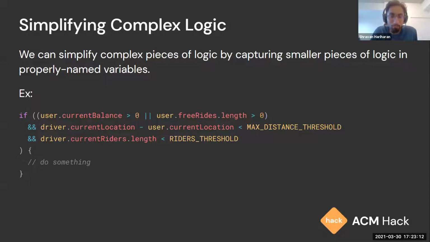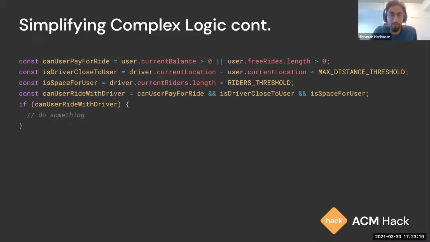So something better we can do is take the smaller pieces of logic and write them in variables so that it becomes easier to understand. So let's look at this example. This is the same if statement. And if you look at the if statement itself, it's so simple, right? If can user ride with driver, then we do something, right?